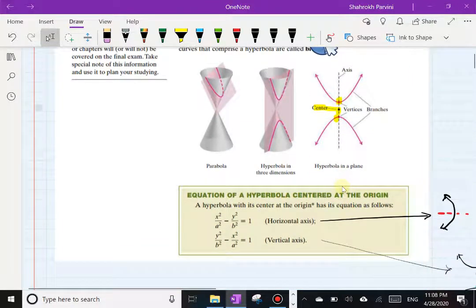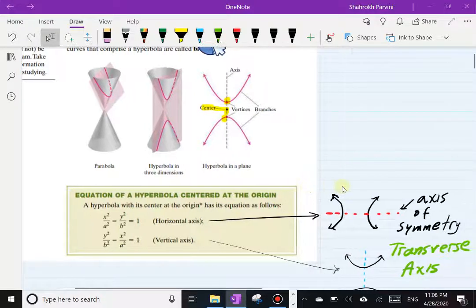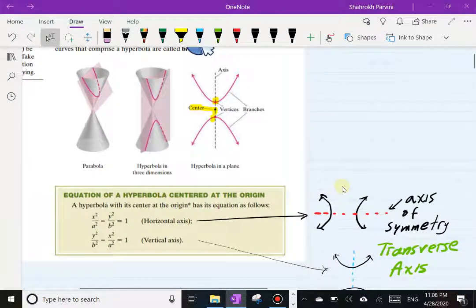So here we go. First, we're going to look at the hyperbolas that are centered at 0, 0. And here's the equation of those hyperbolas. The hyperbola could start with x squared over a squared minus y squared over b squared equals 1, or you swap out the position of x and y and you get another equation of a hyperbola.